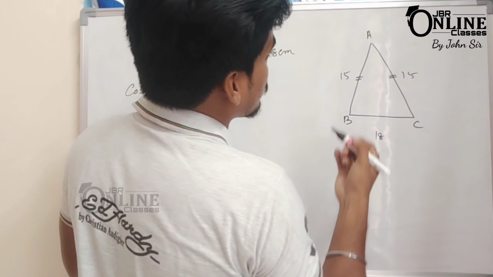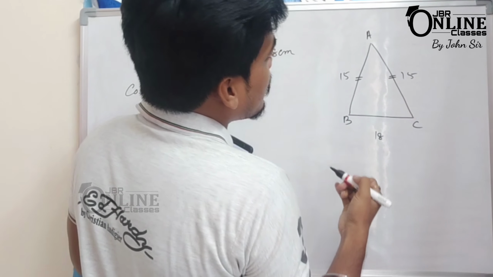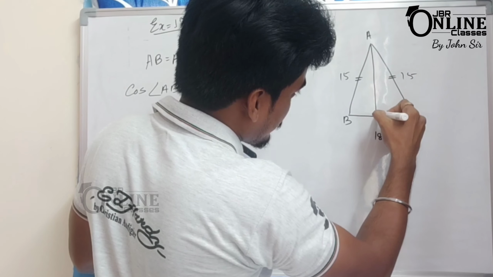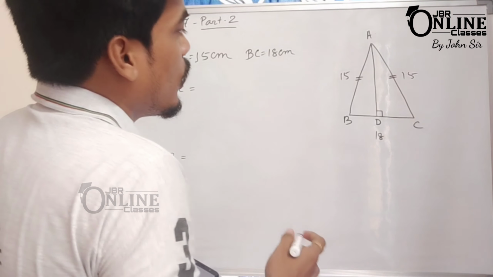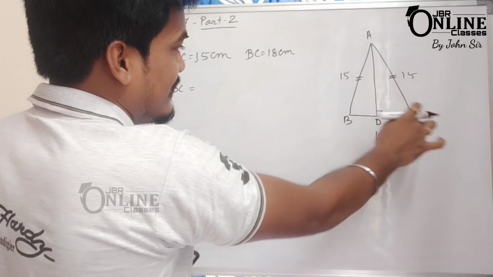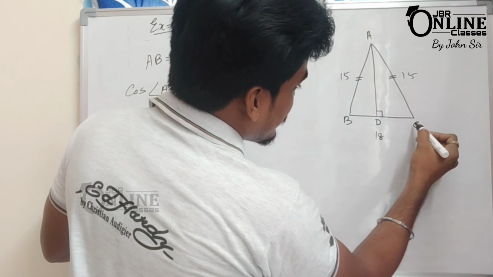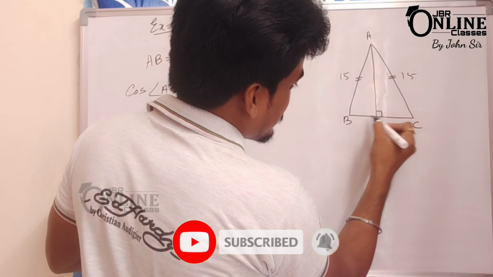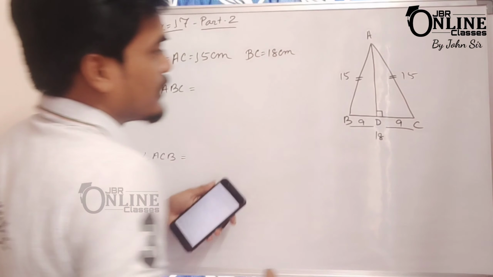So that means to apply the formula of trigonometry, first you have to convert it into a right angle triangle. So here I draw a perpendicular on BC, and that is AD. So here AD is the perpendicular on that triangle. So here ABD and ADC are two right angle triangles. So if BC equal to 18 and this is an isosceles triangle, that means D is the midpoint of BC. So here BD equal to 9 and DC equal to also 9.